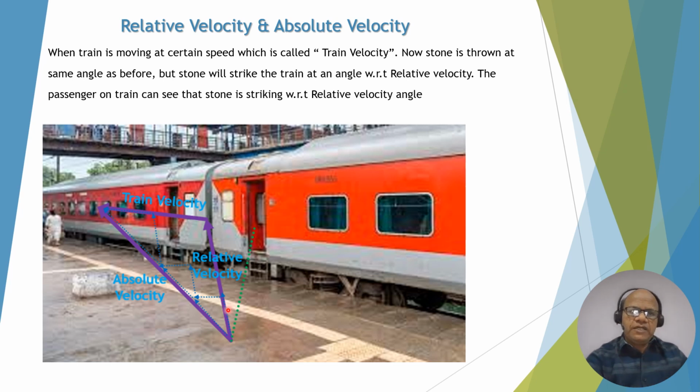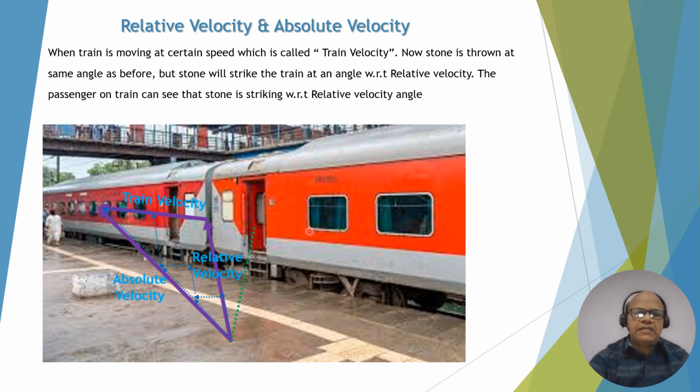If you look carefully, this is the train velocity, and this plus this is the relative velocity, which is equal to this, and this plus this is called the absolute velocity. So you will see that the same phenomenon occurs. This stone is considered as a steam inlet, and the movement of the train is considered as a moving blade.